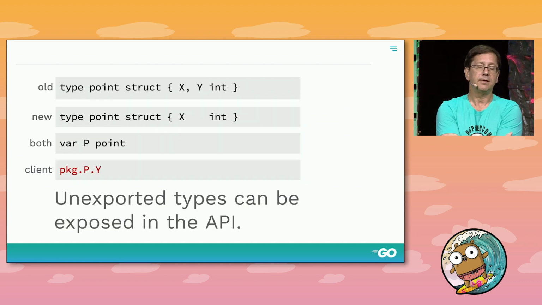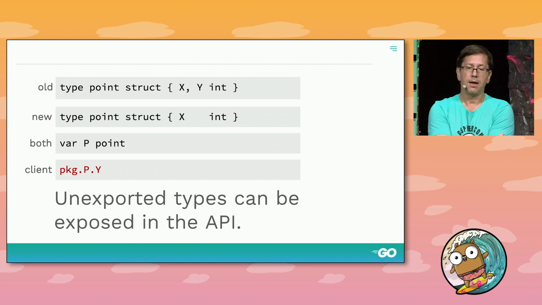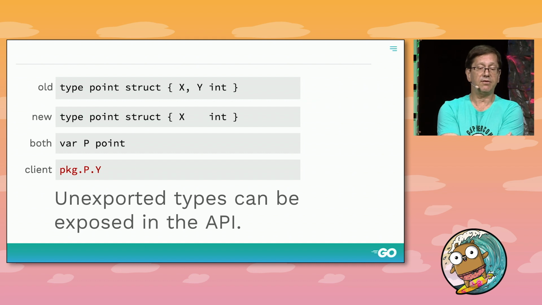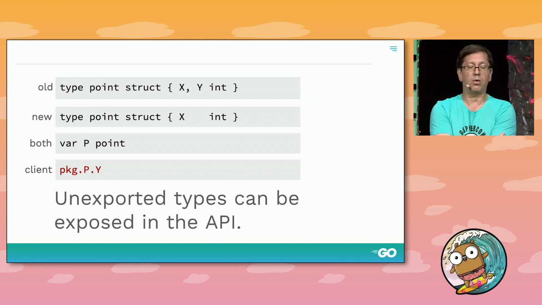To see why, let's first understand what's going on here. In both the old and the new packages, there's an unexported type point, which has exported fields. And there's an exported variable p of type point. Now, clients of this package cannot use the name point, it's unexported. But clients can refer to p, and since p has exported fields, they can refer to those fields. And as you can see here, you can break clients by changing an unexported type. If we remove the field y from point, client code that accesses p.y will stop compiling.